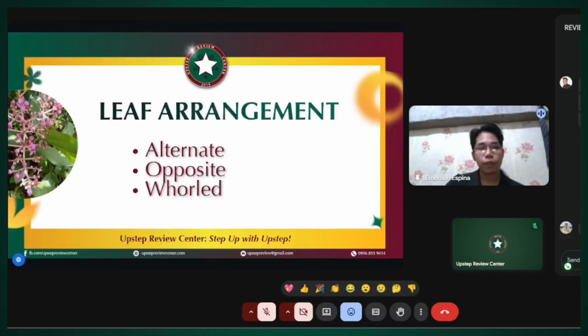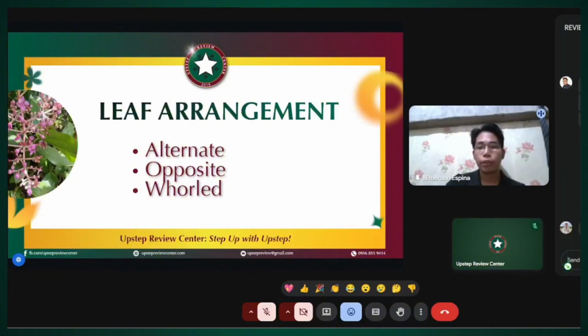Moving forward, we have here leaf arrangement, and most of the highlight will be the following three. This is the easiest structure to observe as well. We have the alternate arrangement, which means there's one leaf per node. So alternate leaf basically is the keyword.